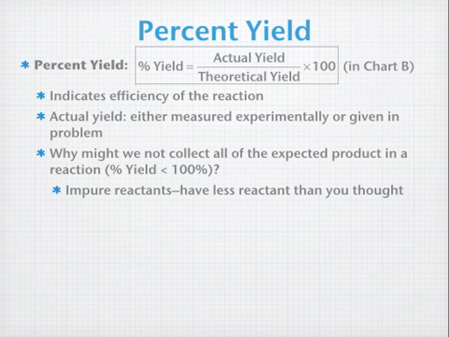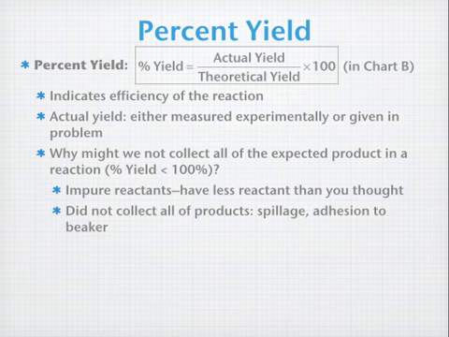So if your reactants are less than 100% pure, you have less reactant than you thought, and so you won't be making as much of a reaction. Maybe you didn't collect all the products. Some of the products stuck to the beaker, or some of it was stuck to the filter, or somehow it did not all collect. This does not include, by the way, errors in accidentally spilling products, as far as the legitimate sources of errors, although that will affect your percent yield.